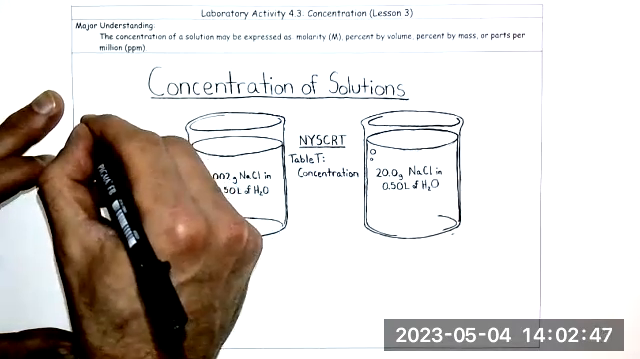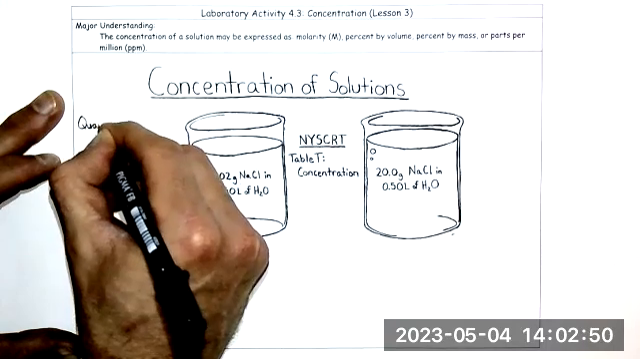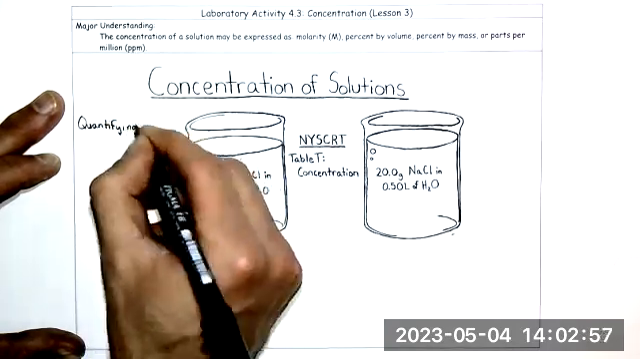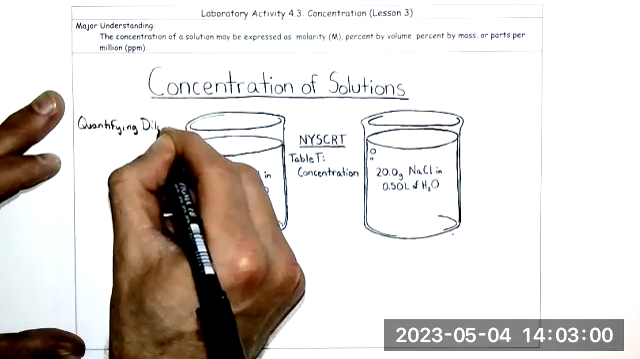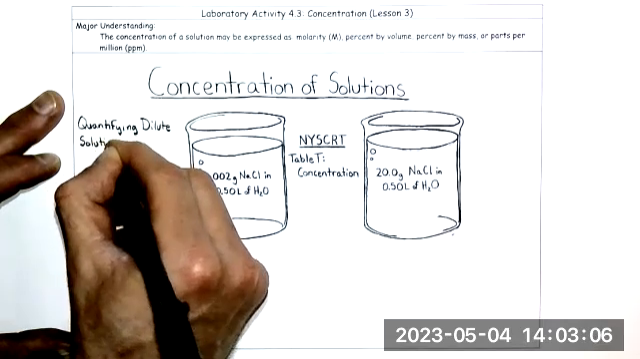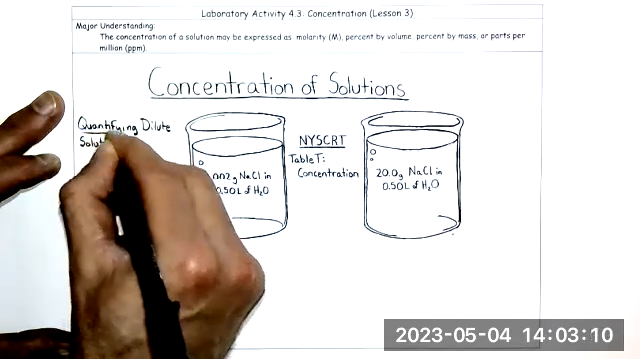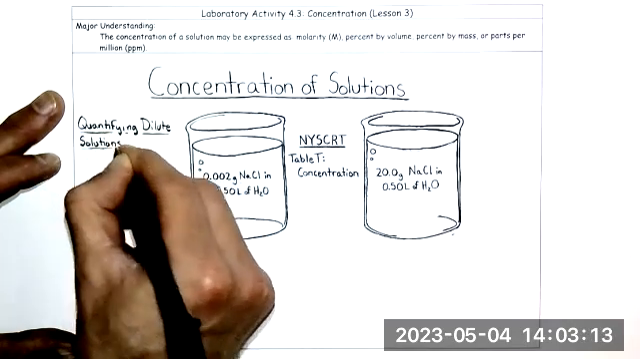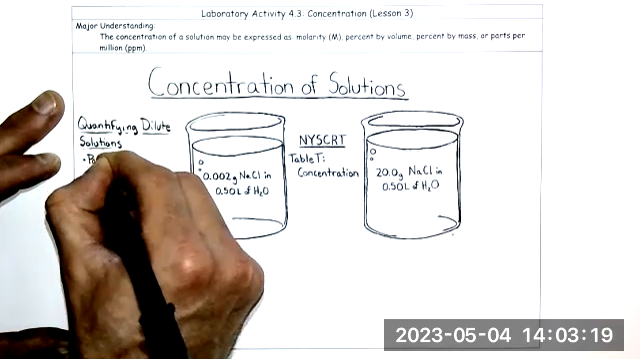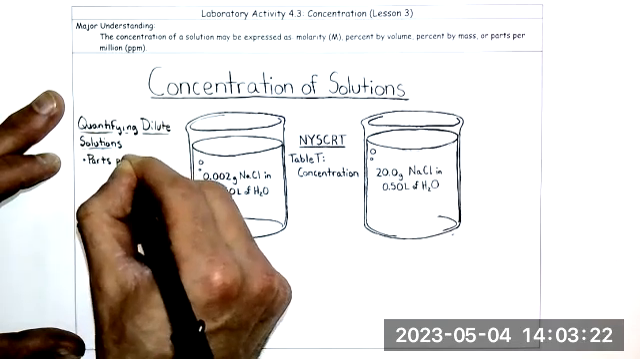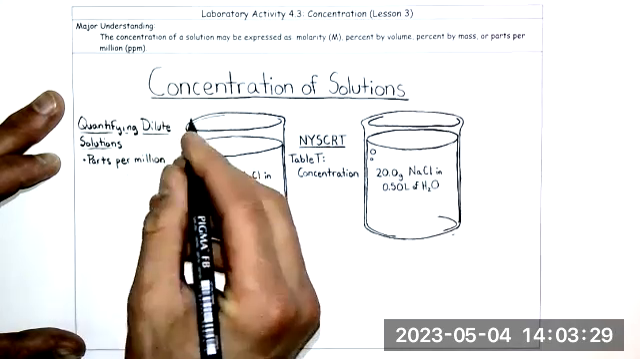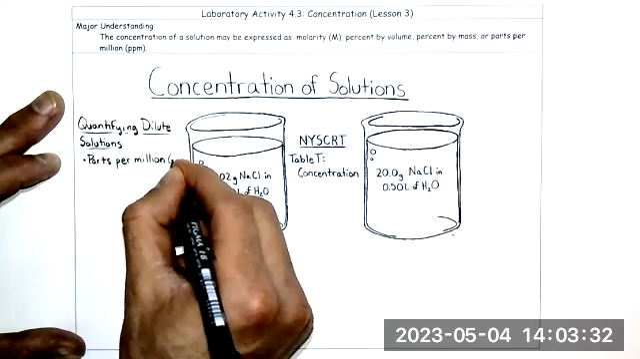When quantifying dilute solutions, we are going to use parts per million. It says units of ppm.